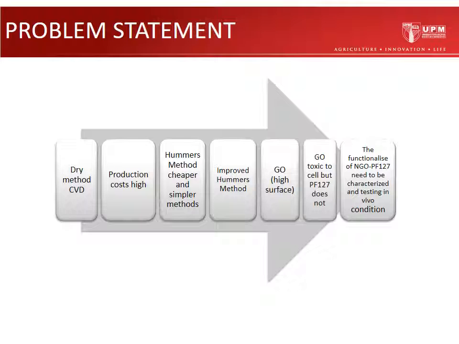Previously, GO was produced using a dry method, which is CVD. Nowadays, we are using a wet method, which is Hummers' method, and in this project we are using the improved Hummers' method, which gives graphene oxide with high surface area. GO will be further processed until it reaches nano size and then will be functionalized with Pluronic F127.